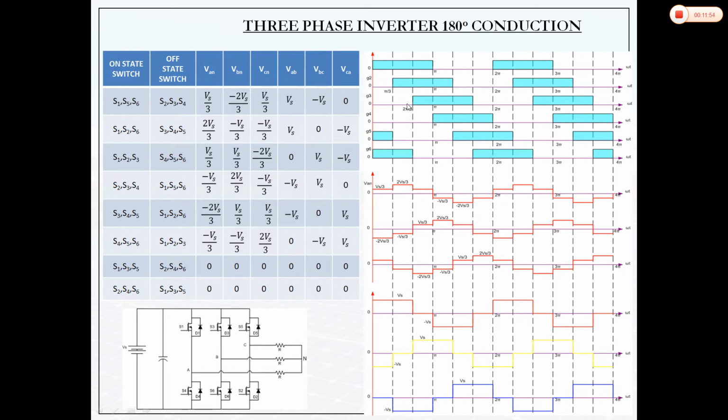Okay, now we can find what will be the output voltage in that scenario. Whenever 1, 5, 6 are on, what will be the output voltage? Whenever 1, 2, 6 are turned on, what will be the output voltage? I mean the phase voltages. Once you know the phase voltages, you can find the line voltages. For example, if you want to calculate VAB, VAB will be nothing but VAN minus VBN.